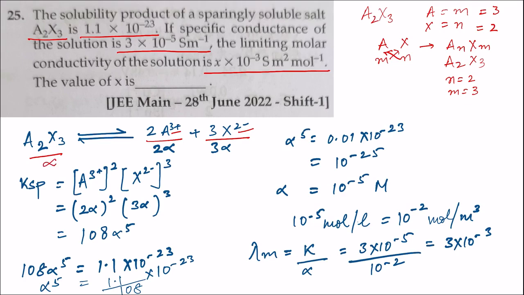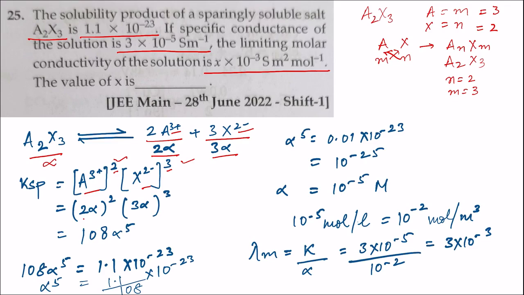Now alpha moles of A2X3 will dissociate to give 2 alpha moles of A3+ ion and 3 alpha moles of X2- ion. So the solubility product will be equal to the concentration of A3+ ion raised to the power 2 multiplied by the concentration of X2- ion raised to the power 3. 2 and 3 are the stoichiometric coefficients of A3+ and X2- ions in the balanced equation.